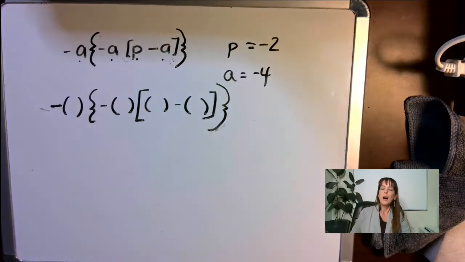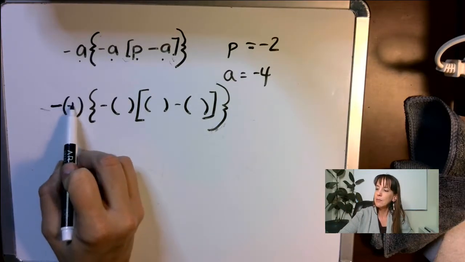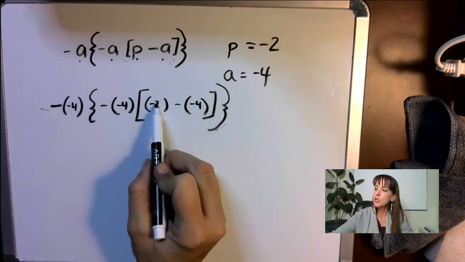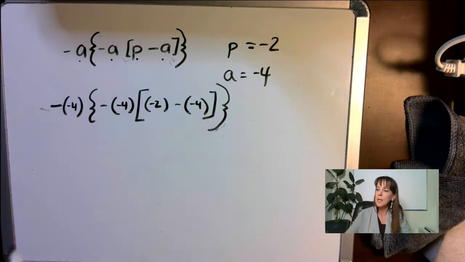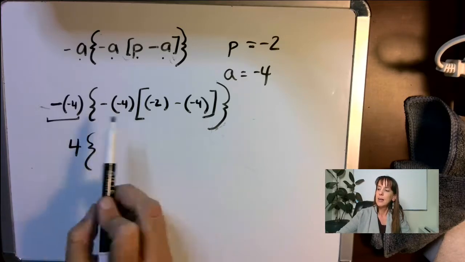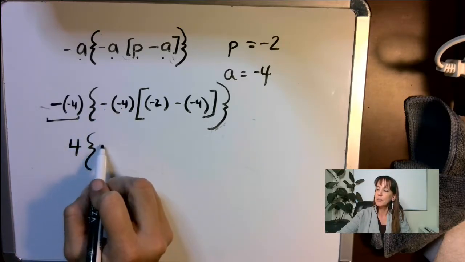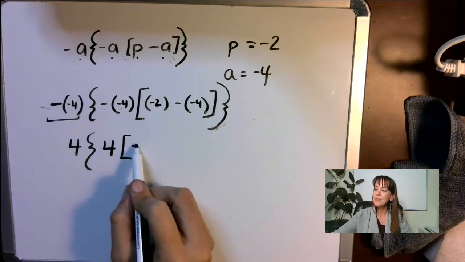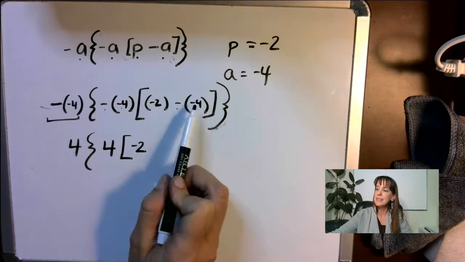Okay, so now what we're going to do is everywhere there's an a, we're going to do a -4. So we have -4, -4, -4, and wherever there's a p, we do -2. All right, we got to simplify this, right? Right here, a negative and a negative is positive, so that's just going to be 4, okay? Use our little brace, negative and a negative, that's also going to be 4. Use our brackets here, we get -2 minus -4.